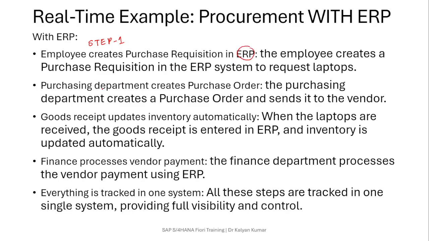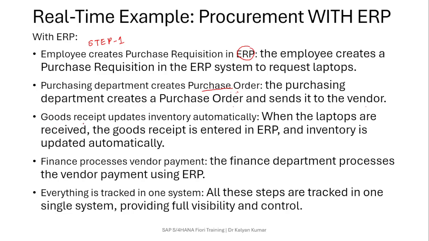Next, the purchase department creates a purchase order. The purchasing department creates a purchase order and sends it to the vendor. Once the purchase requisition is received by the purchasing department, they will raise a purchase order to the vendor saying that they want to buy laptops, and these details will be recorded in the ERP software.